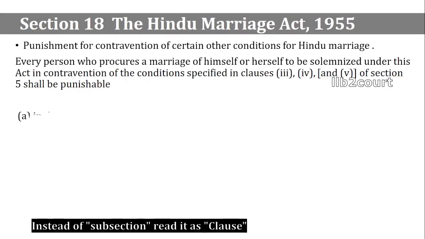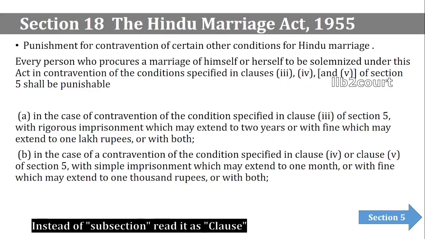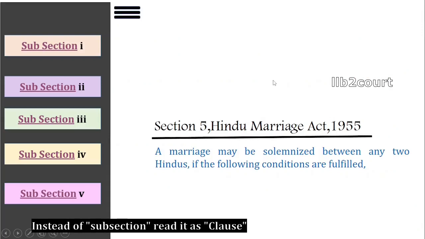So these are the provisions. Like I said, if anybody contravenes clause 3 of section 5, that is the majority, then they have to undergo the punishment mentioned in section 18A, and if they contravene the prohibited or Sapinda relationship, then they have to undergo the punishment stated in section 18B. So these are the conditions that are given in section 5.